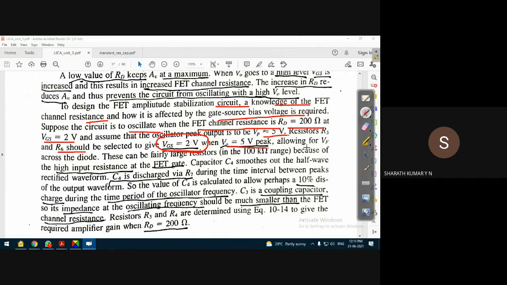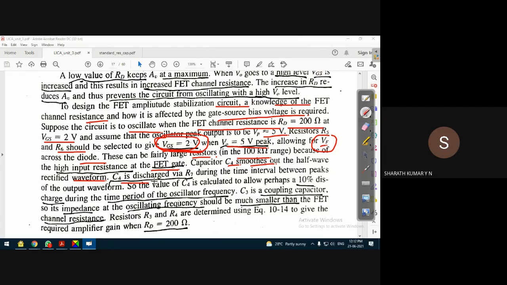Thereby the VF, that is the forward voltage drop of the diode, is such that the diode is forward biased, because it's very important. If the diode is not forward biased, then VGS cannot be generated, which cannot turn on the FET. So these can be fairly large resistors. Of course, it can be up to 100 kilo ohm, because of the high input resistance of the field effect transistor gate.